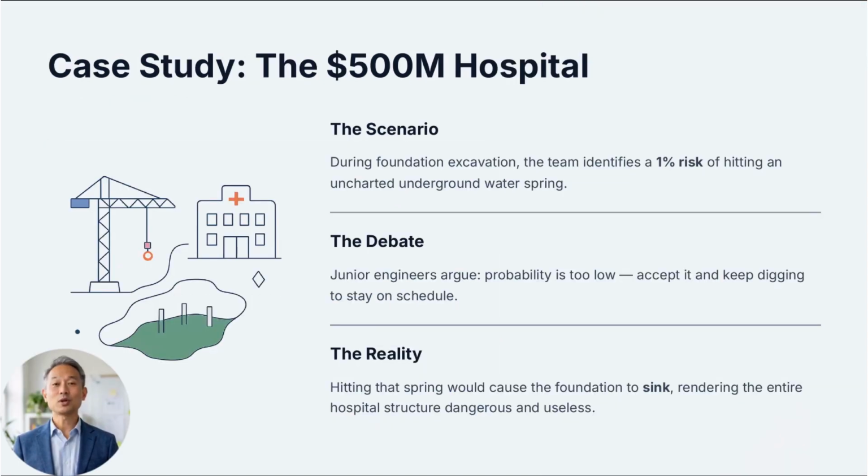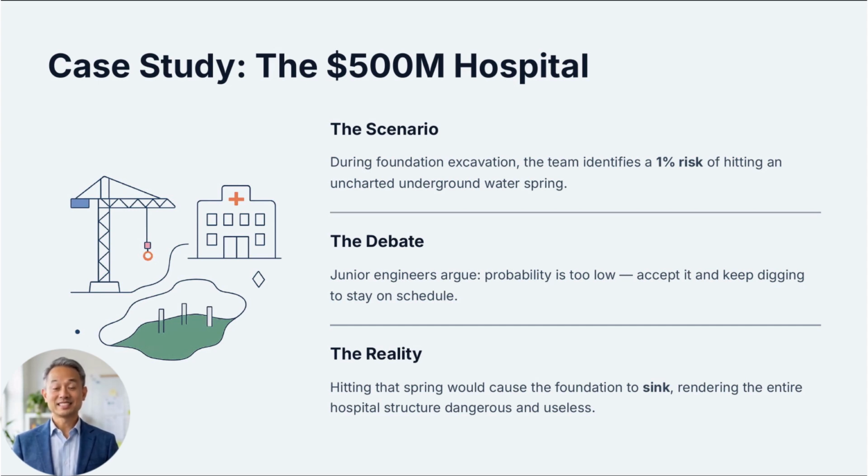Let us look at a real-world example involving the construction of a $500 million international hospital. The project manager is digging the main foundation and identifies a 1% risk of hitting a rare, uncharted underground water spring during excavation. The junior engineering team argues that the probability is so low they should just accept the risk and keep digging to stay on schedule.